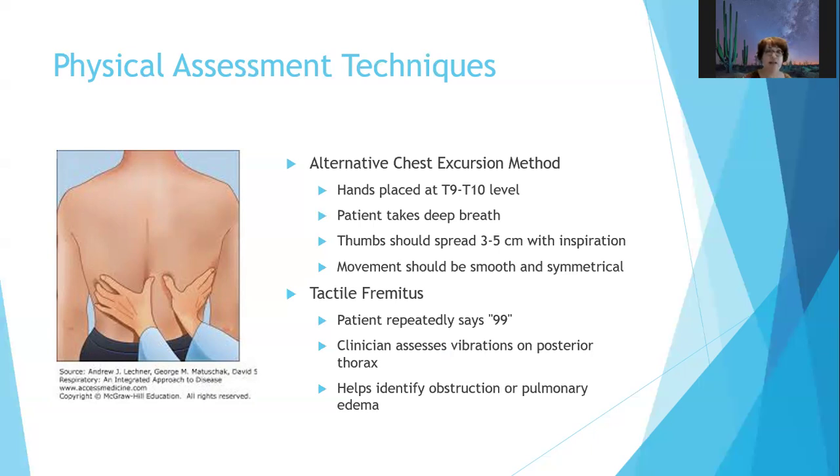There's another test that's called tactile fremitus. The patient says 99, 99, 99. I don't know where they came up with that, but the clinician assesses the vibrations on the posterior thorax. So they put their hands on the posterior thorax, and if you feel vibrations when the patient is saying 99, it can help identify obstruction or pulmonary edema. Interesting, right?